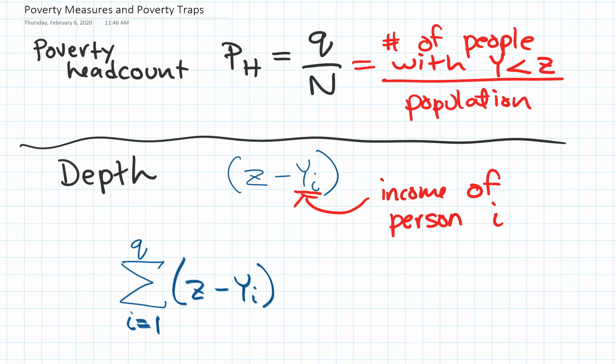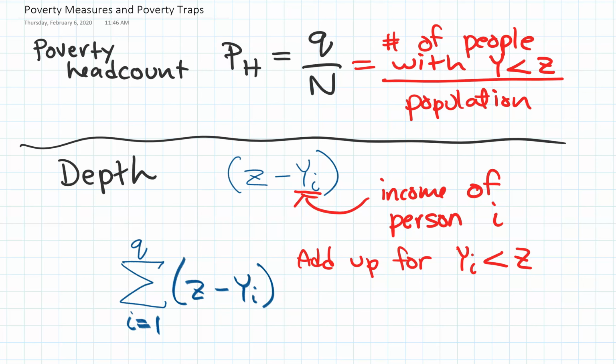Okay, so what are we doing here? Well, this just means we add them all up. So say Q is 5 people, so we have 5 people below the poverty line, then we say, well, how far below is person 1, and how far below is person 2, and how far below is person 3, and so on, and then we just add them all up. So we add them up for everybody who has their income below the poverty line.